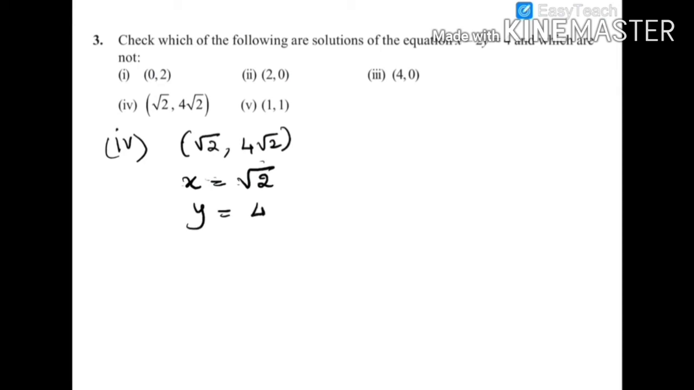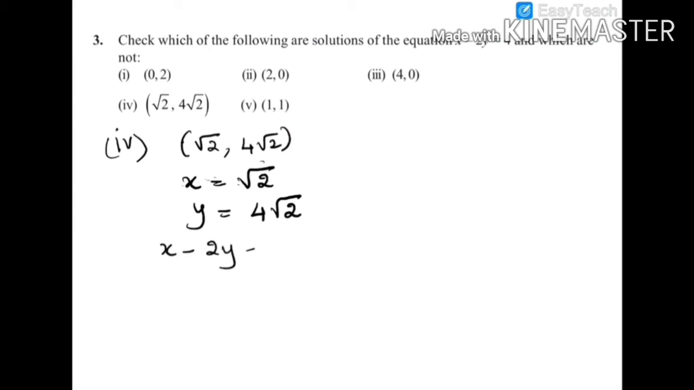Question number 3. Check which of the following are solutions of the equation x minus 2y equal to 4 and which are not. This is an easy question where you have to check whether the given ordered pair satisfies the equation. So I will show the fourth one in this question. The given ordered pair is root 2, 4 root 2. So this means x is the first number, that is root 2, and y is the second number of the ordered pair, that is 4 root 2.